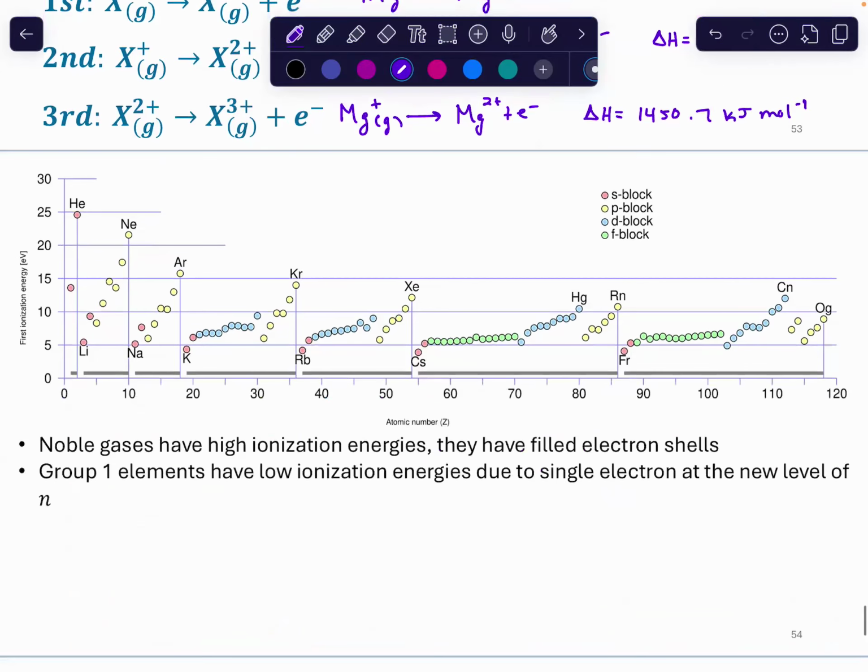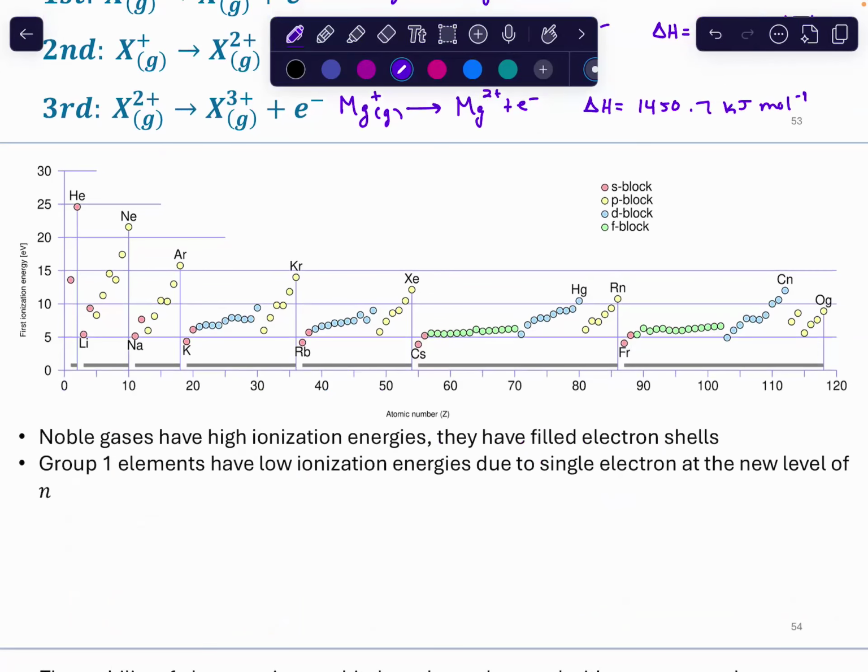Here you have a nice graph that shows you the ionization energies of your various groups on the periodic table. Notice how your noble gases are much higher than other elements in the group or in the period. Yeah, this isn't groups, this is periods, whatever. That's because your noble gases, of course, have a full outer shell of electrons. They're very, very stable.